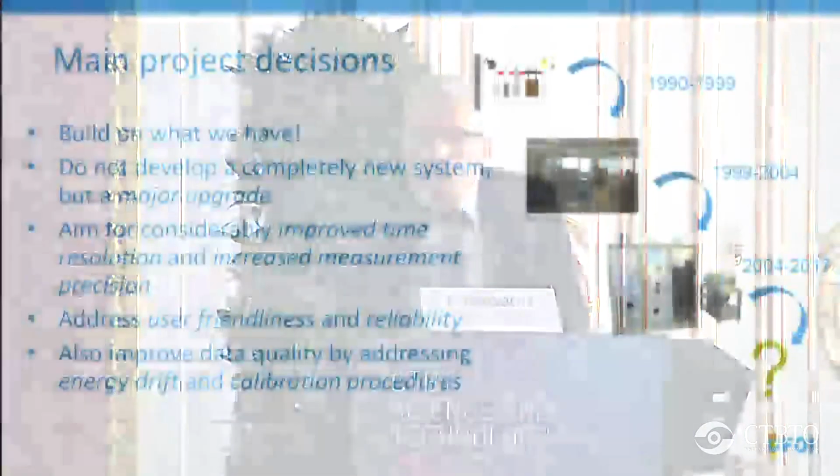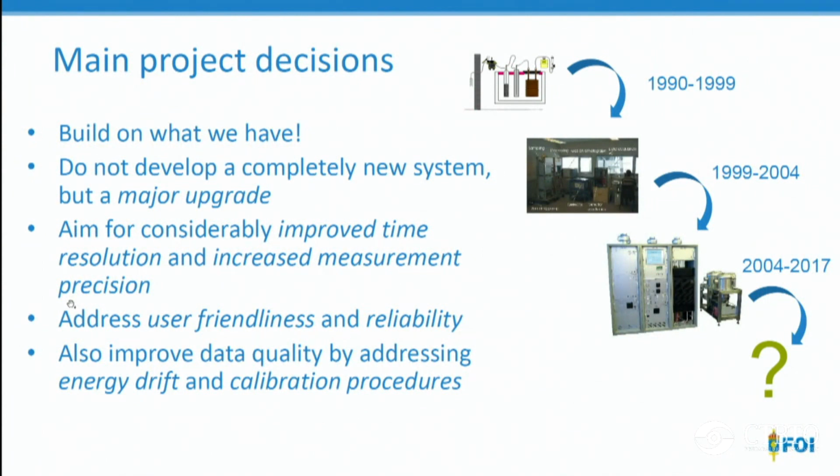We have been doing this in Sweden for many, many decades now. In the 90s, we had a manual xenon system using germanium detectors, sampling for 5 days or so. Then we built the first prototype of the Sauna system at the end of the 90s. And then we had the Sauna 2, and then what's next? We had to think a little bit about which way to go. What we decided was that we should not develop a completely new system, but instead do a major upgrade.